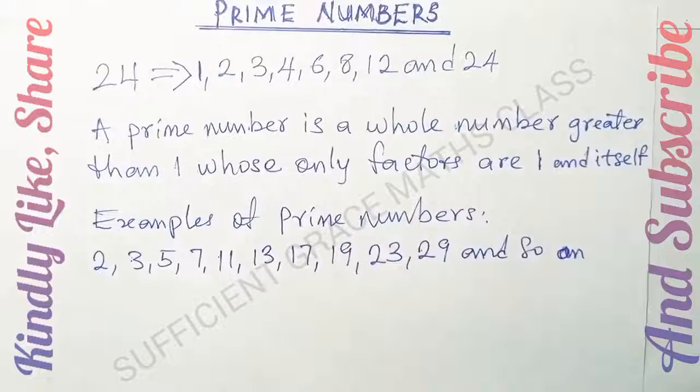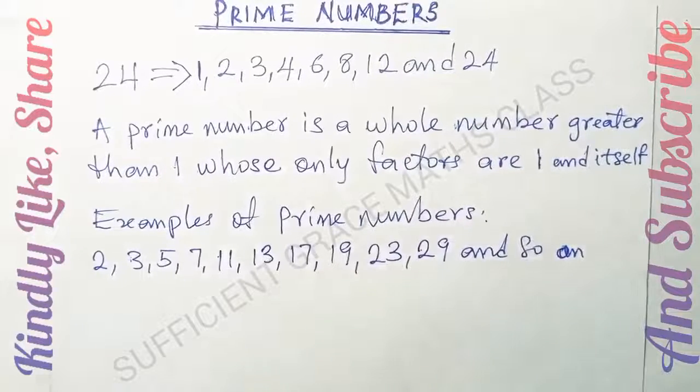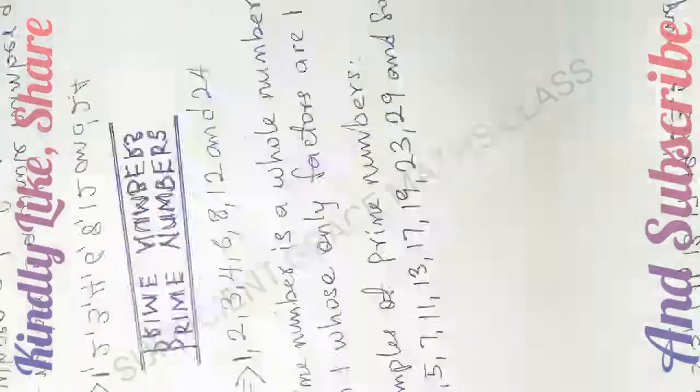If you observe, these numbers can only be divided by 1 and itself. That is, each of these numbers can only be divided by 1 and itself. And for that reason, they are prime numbers. Because they can only be divided by 1 and itself without having any remainder, it means they are prime numbers. Let us do some verification.